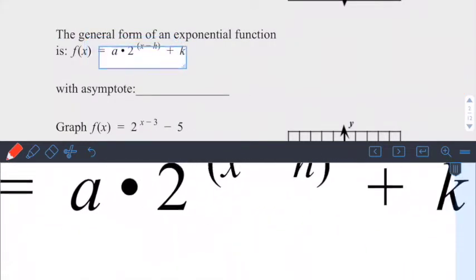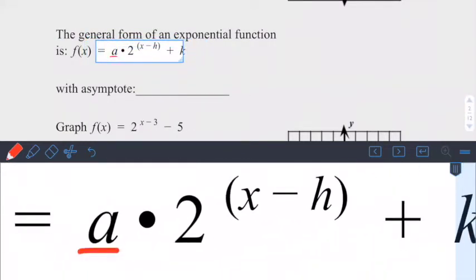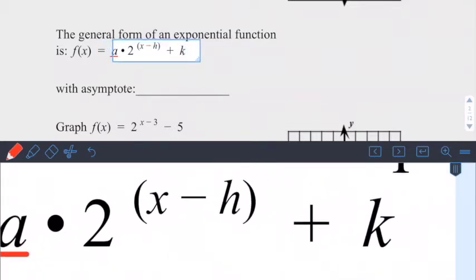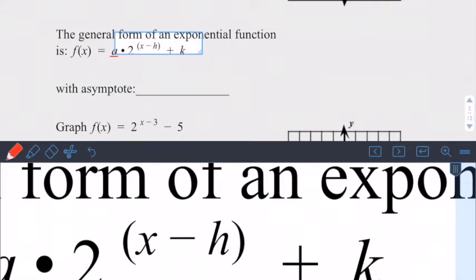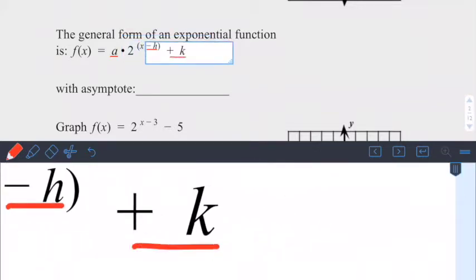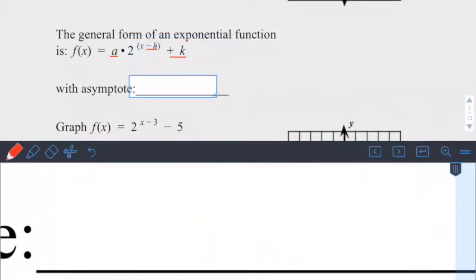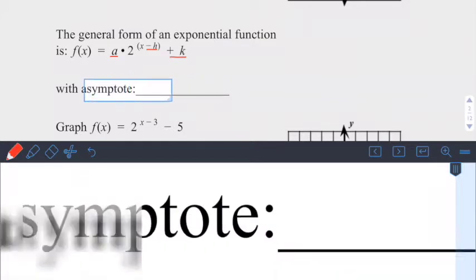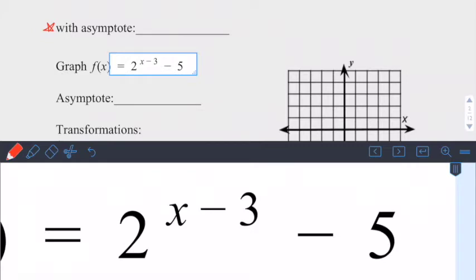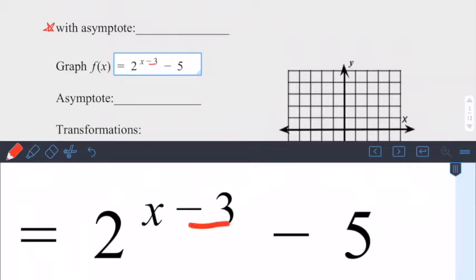So the general form is this a, which is our multiplier, that's going to be our stretch and our compress. 2 is our base, we're going to keep that the same, and then x minus h. You see how inside this minus h is going to move it left and right, and then the plus k is going to move it up and down with the asymptote, and I'm going to come back to this again after we graph one.